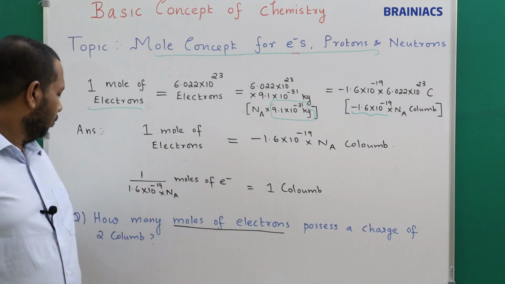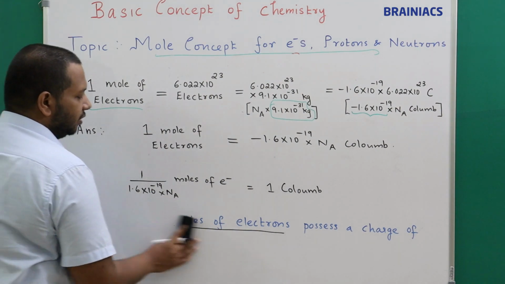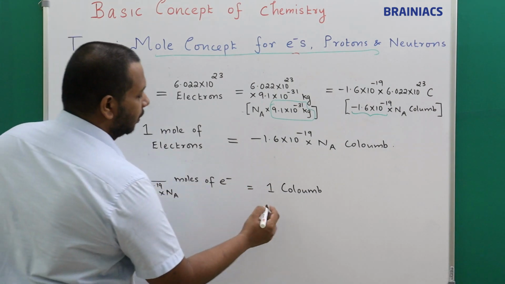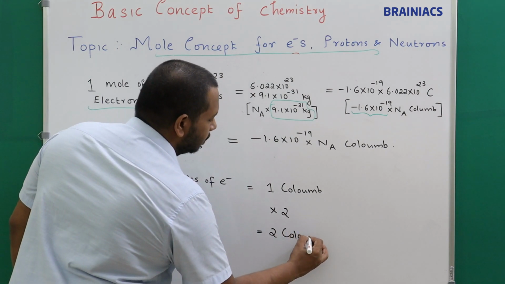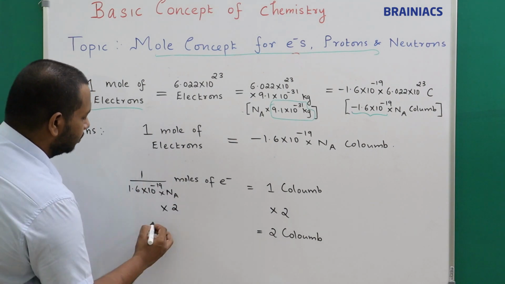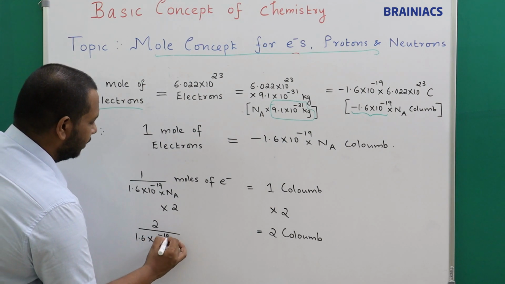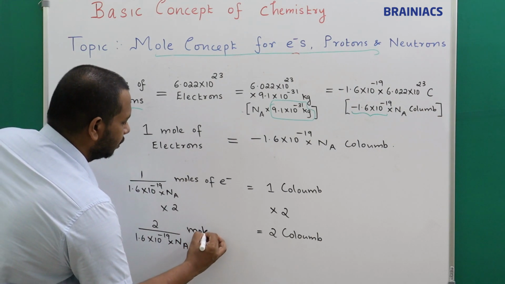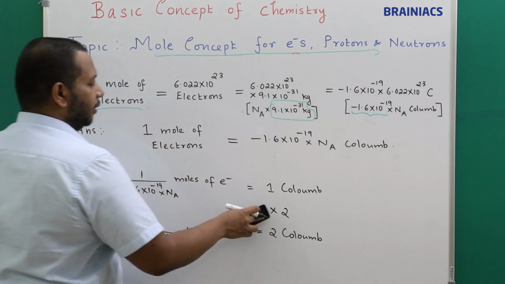Okay, now I got it for 1 coulomb, but in the question how much coulomb are they asking? 2 coulomb. So tell me how to get this converted to 2 coulomb. Now you know that this is 1 coulomb. So what should you do? Multiply by 2 on both sides. So this will become 2 coulomb. Do it here also. Multiply by 2. So this will become 2 divided by 1.6 into 10 power minus 19 into Na moles of electrons. I hope it is clear for you now.